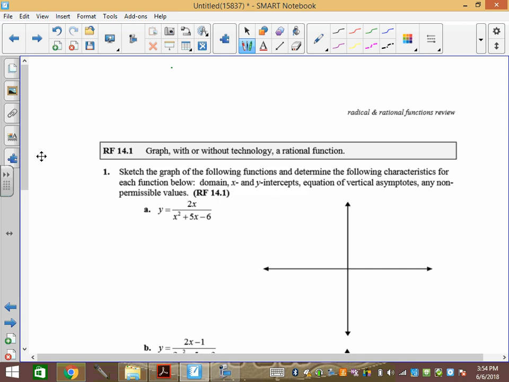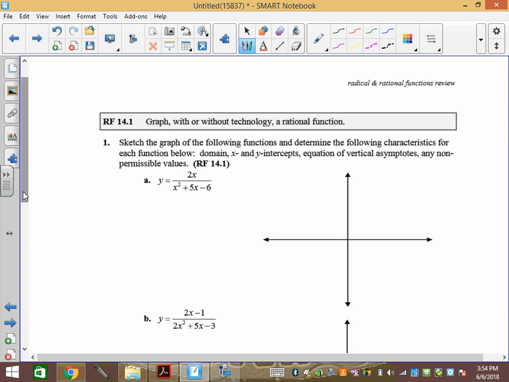Okay, graph with or without technology a rational function. So we're going to sketch the graph of the following function, determine the following characteristics for each function. Domain, x and y intercepts, equation of vertical asymptotes, any non-permissible values. So we can factor the denominator. What multiplies to give me -6 and adds to give me 5? It's going to be x plus 6, x minus 1, because that's the opposite sign.